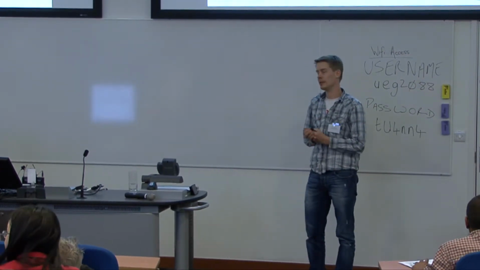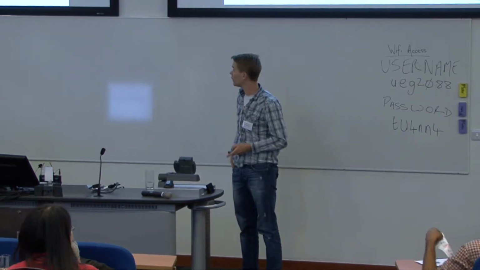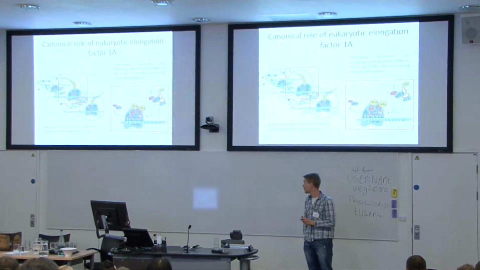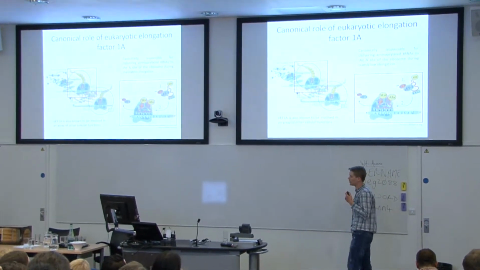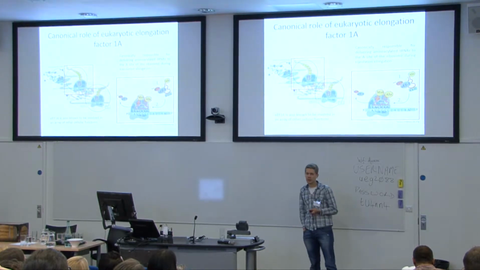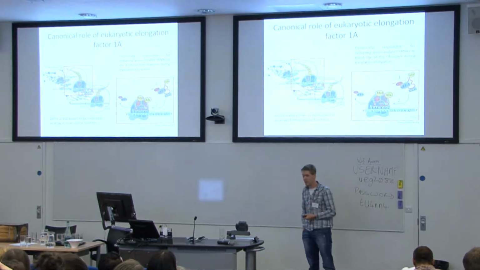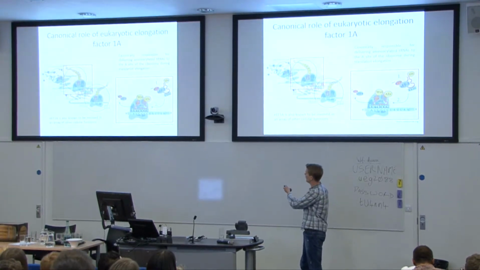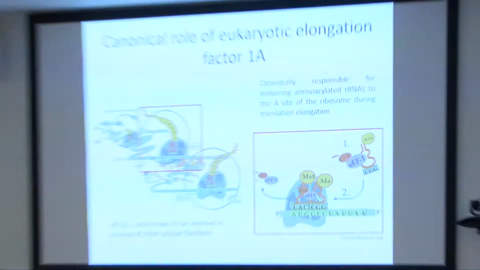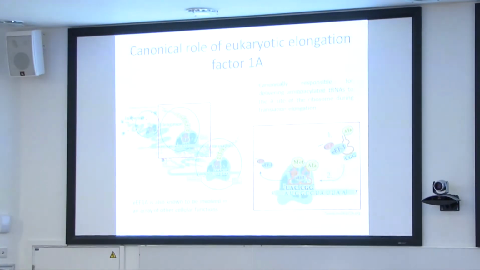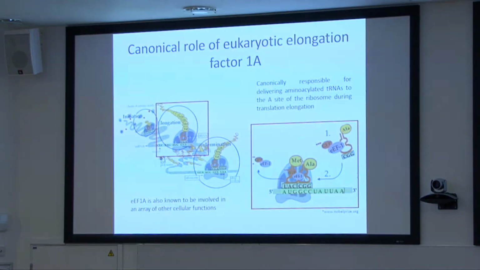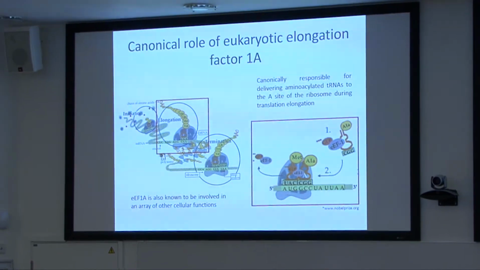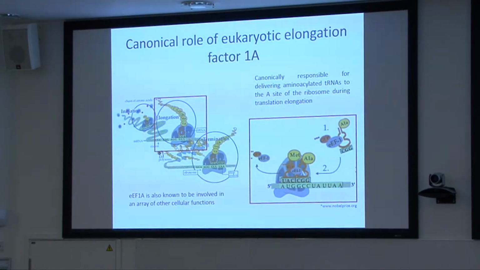So my project, we've been using yeast, budding yeast, Saccharomyces cerevisiae, and human embryonic kidney cells to characterise roles for EF1A in controlling eukaryotic cell growth. I'm sure you're all aware of what EF1A is, but just to remind some of you who may have forgotten, it's a 52 kilodalton G protein, and its canonical role is, as the name suggests, in translation elongation. Up here you can see it in its active GTP bound form, and it delivers the aminoacylated tRNA to the A site of the ribosome. But this isn't actually a one-trick pony. It's known to be involved in an array of other cellular functions, including actin bundling.